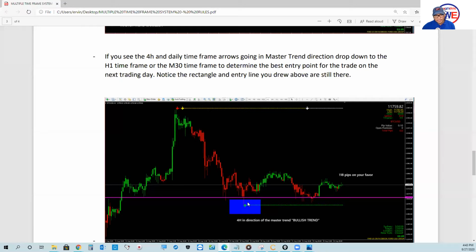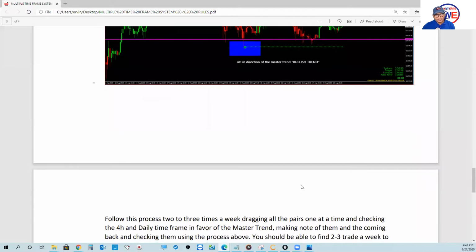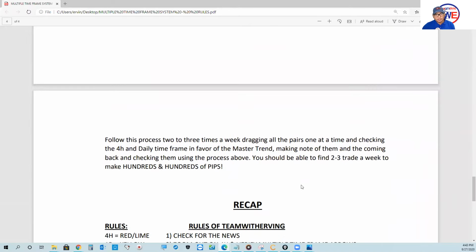So in here we had a bullish market, right? We had only the 4 hours here going in the direction of the market, the master trend. So all you've got to do is enter here, and boom, you would have banked 118 pips in your favor because you are trading with the trend, not against the trend. That's what the money is, guys. The money is always on 4 hours, daily, weekly, monthly.